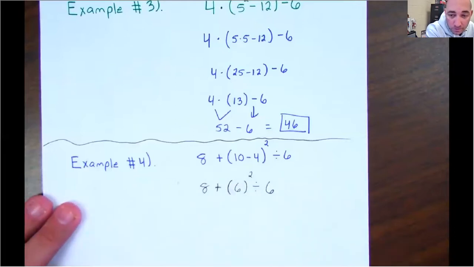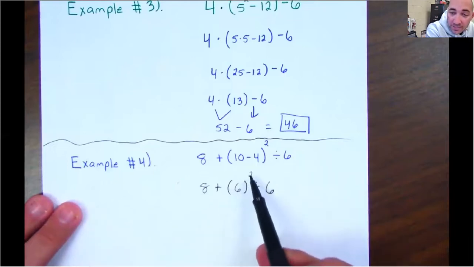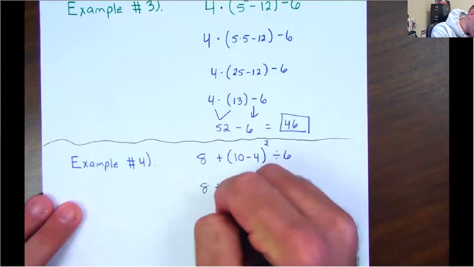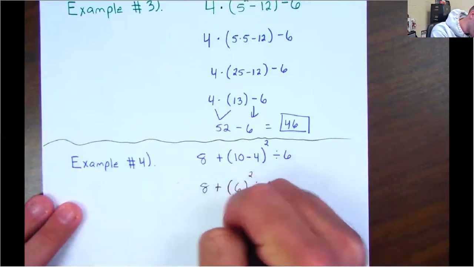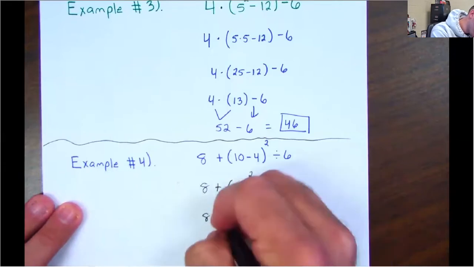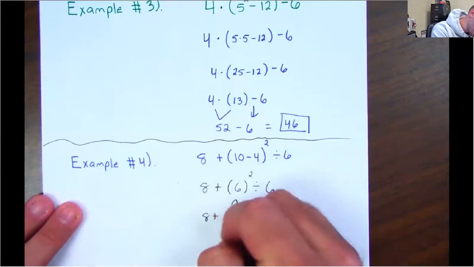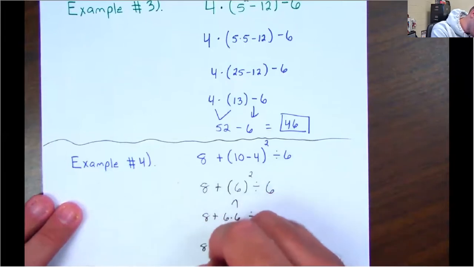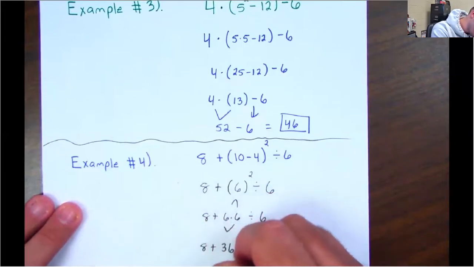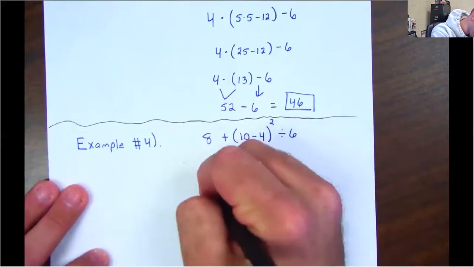The next thing is the exponents. Do I have exponents? I do right here. 6 squared is the same as 6 times 6. So we have to do this work next. What is 6 times 6? Well, that is 36. Brought everything else straight down.